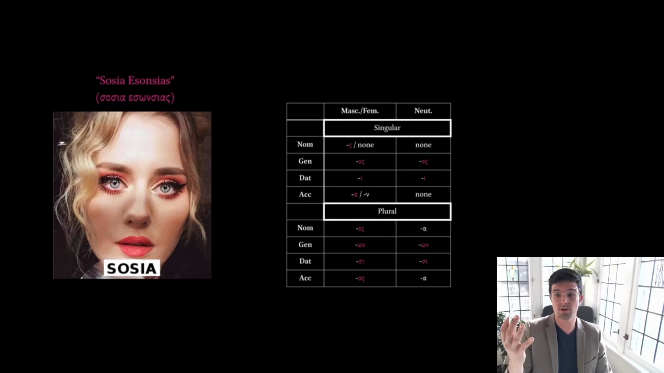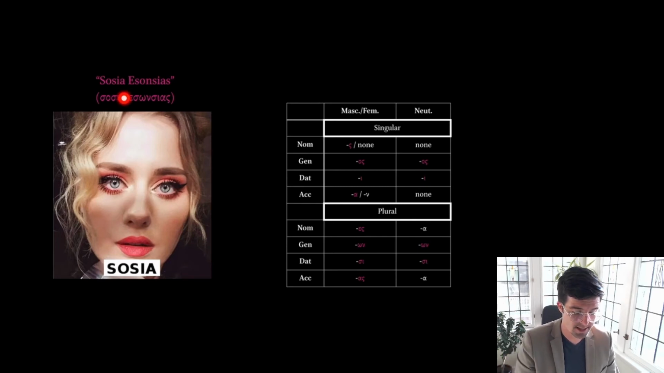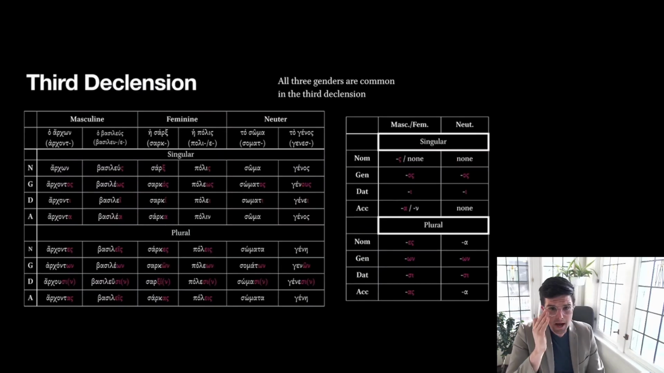So what you do with this mnemonic is, if you memorize Sosia Esonsias, this helps you fill in this part, and then you have to fill in these other parts that are missing from Sosia Esonsias. And this basic paradigm over here, these basic endings over here, these are the ones that you're going to be asked to memorize. And this is a large paradigm for your reference, that when you add these different endings onto different words, we're going to see those different changes.